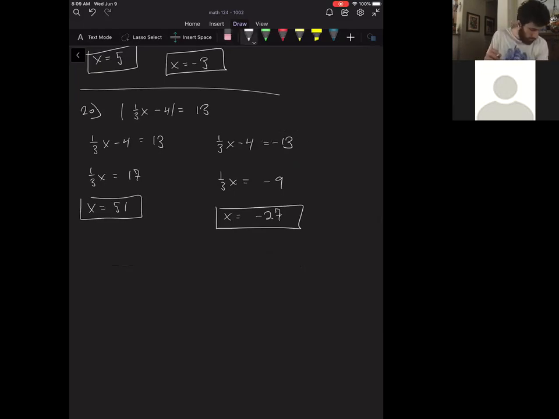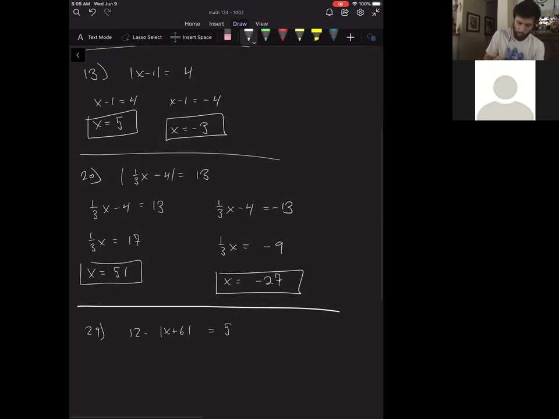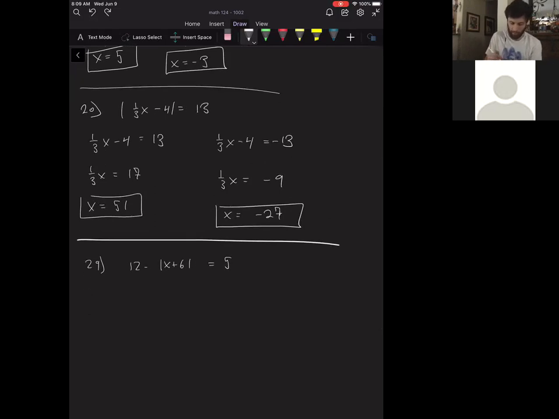All right, how about, let's do one, till we move on to a different one, like 29. So 29 is basically the same problem, but we have to do some reorganizing before we solve this. So we have 12 minus the absolute value of x plus 6 is equal to 5. So if you look above, every problem that we had the absolute value on one side and then just a number on the other side. So we still need that set up. So we just need to get the absolute value on one side and everything else on the other side.